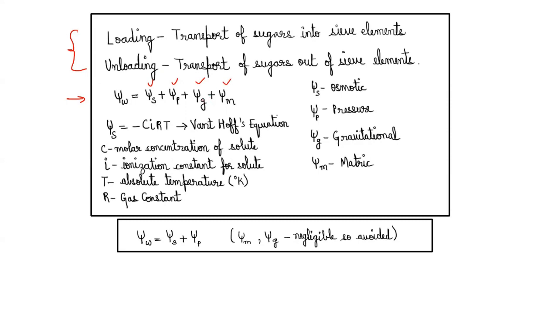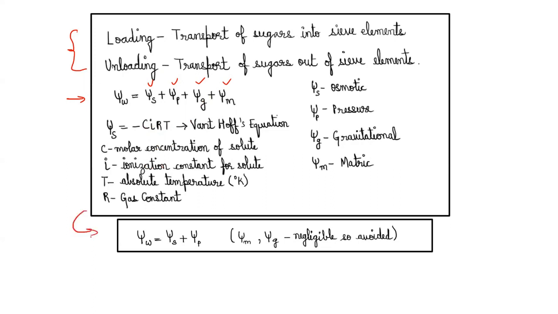This solute potential is given by a formula which is called the Van 't Hoff equation, and you should be knowing the Van 't Hoff equation, that is minus CiRT. Now C stands for the molar concentration of solute, i stands for ionization constant of the solute, whereas T is the absolute temperature in Kelvin, and R is the gas constant. So you should be knowing these terms, and this is important.